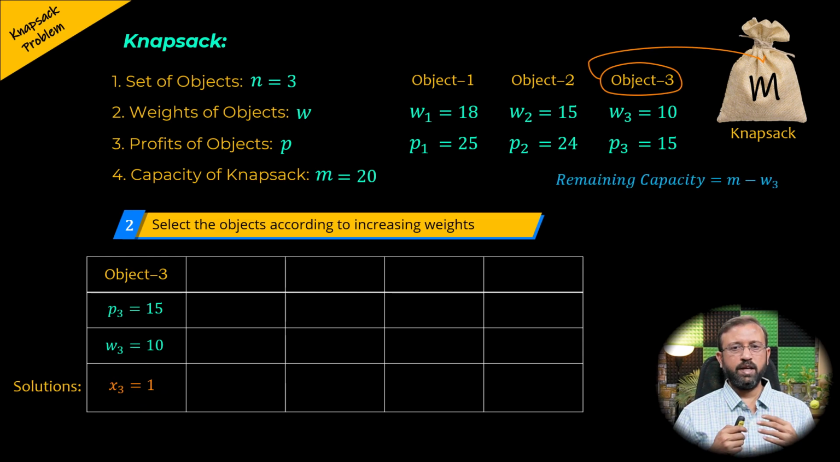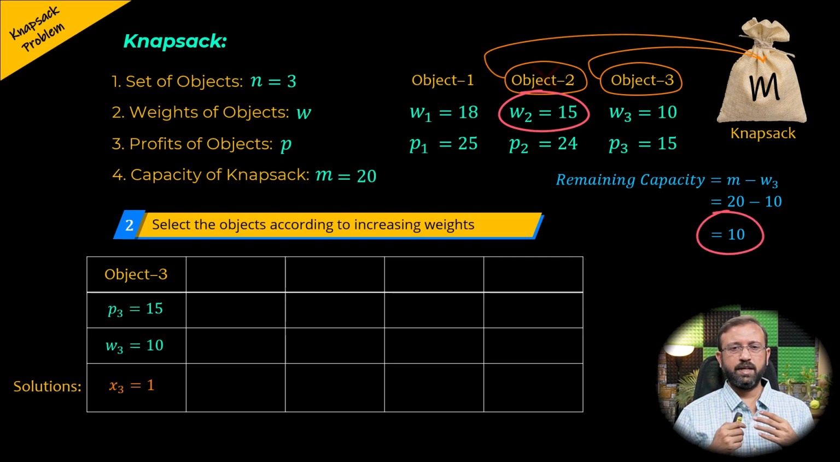Now, the remaining capacity M of the knapsack will be M minus W3, which is 20 minus 10. So, the remaining capacity of the knapsack will be 10. Then, the question is, can we fill the knapsack with object 2, since it has the next least weight? The weight W2 of object 2 is 15, and the remaining capacity of the knapsack is 10. Therefore, the knapsack cannot be filled with whole of object 2.